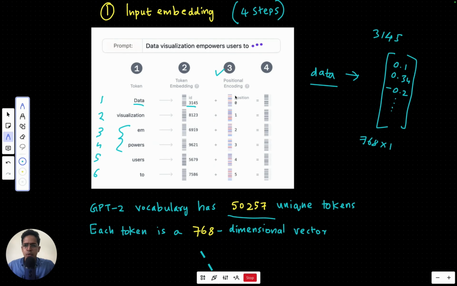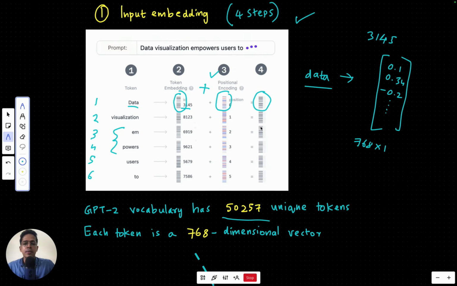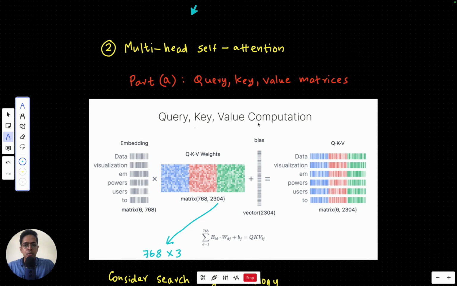I won't go into the details of how the position encoding is done. And in the final step, this is the final embedding, which is simply the sum of the token embedding plus positional encoding. So this vector is added with this vector. So this is a 768 dimension vector. This is also a 768 dimension vector. The resultant final input embedding is also a 768 dimension vector. So these are the 4 steps involved in input embedding, where the input sentence is converted into a set of embedded tokens. Now let's go into the next step in the transformer.